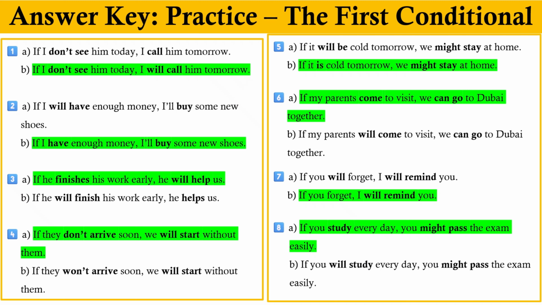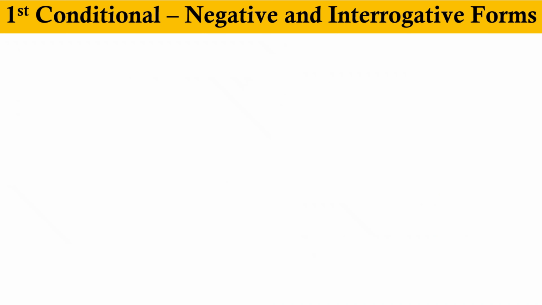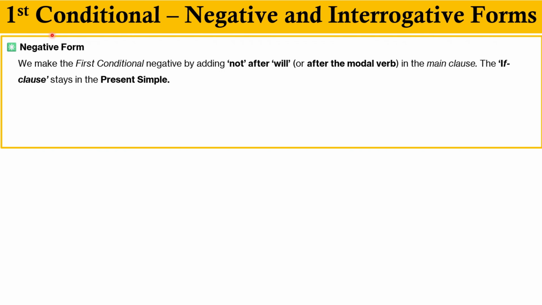In the next part, we will see how to make first conditional sentences negative and interrogative and how to use them in real-life situations. Now let's look at how to make first conditional sentences negative and interrogative. Let's start with the negative form. We make the first conditional negative by adding not after will or after the modal verb in the main clause. The if clause stays in the present simple.